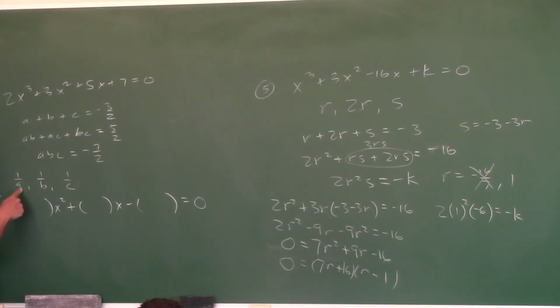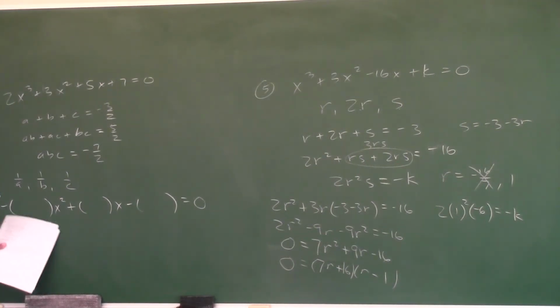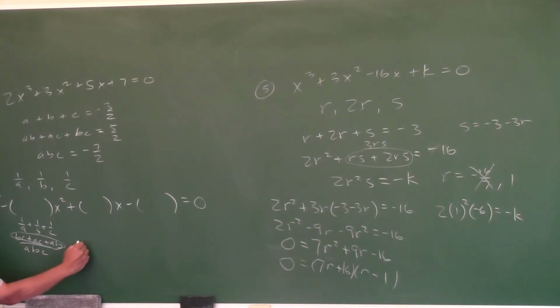The sum of the roots. This plus this plus this. 1 over a plus 1 over b plus 1 over c. How do I figure out what that is? We did a problem like this yesterday. Doesn't that look familiar? Yeah, you make a least common denominator. And what goes on the top? BC plus AC plus AB. What is that? It's 5 halves. And that's negative 7 halves. Multiply top and bottom by 2, you get negative 5 sevenths.